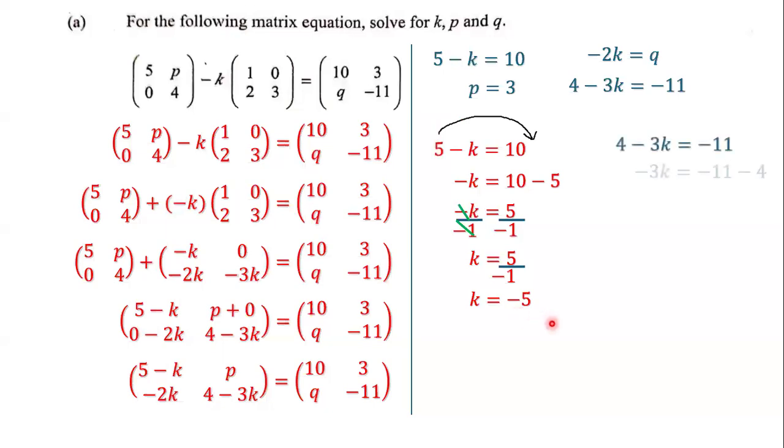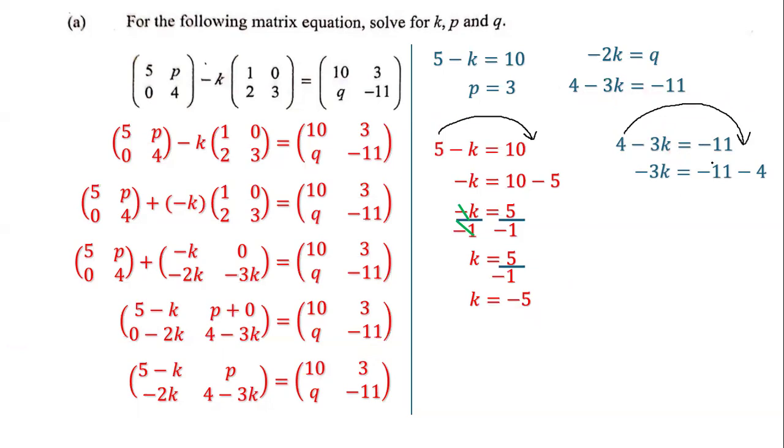Okay, so let's check again. We have another equation for K. These should give us the same value for K. And so what we do is we take positive 4 and we send it over the equal sign.